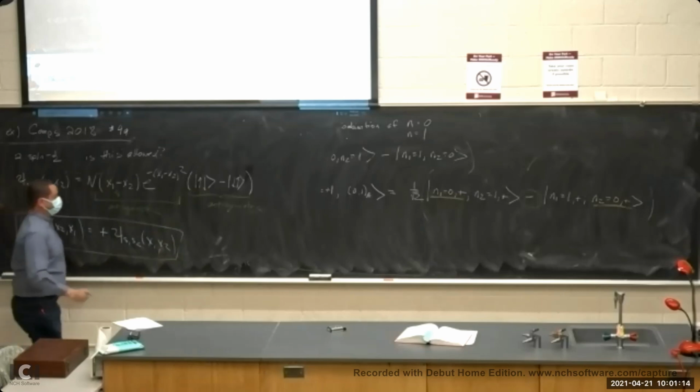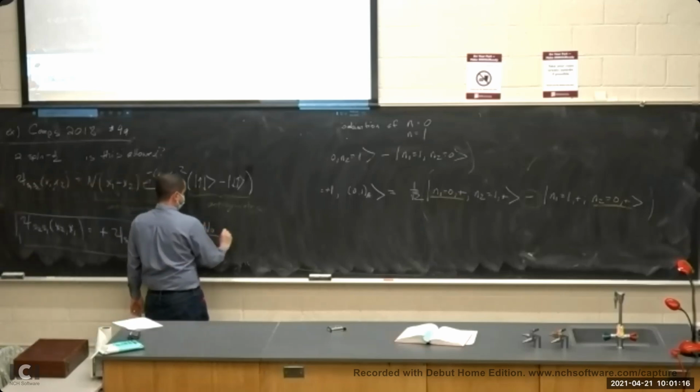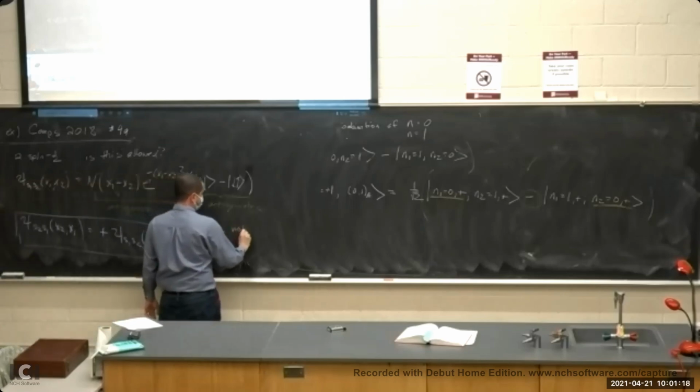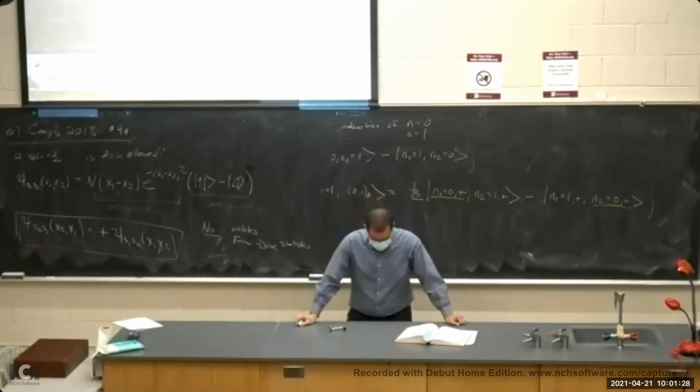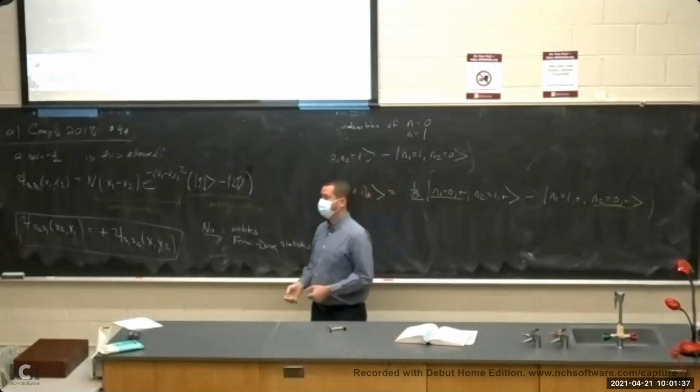So the answer is no. It violates Fermi-Dirac statistics. Because we know that half-integer spin states are supposed to be odd, or because we know spin-1/2 states are supposed to be negative. That's correct. Okay.